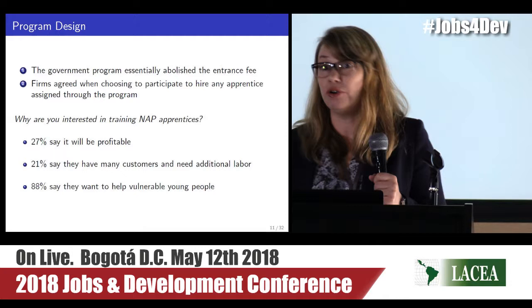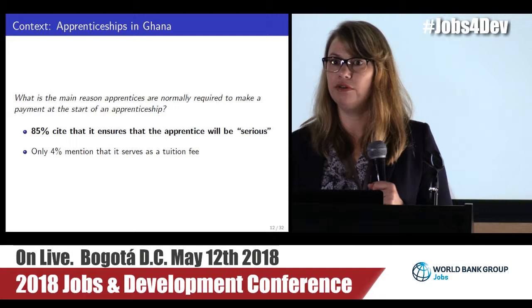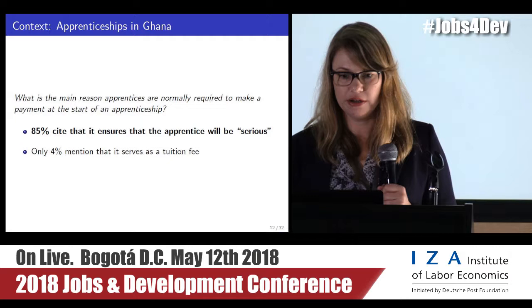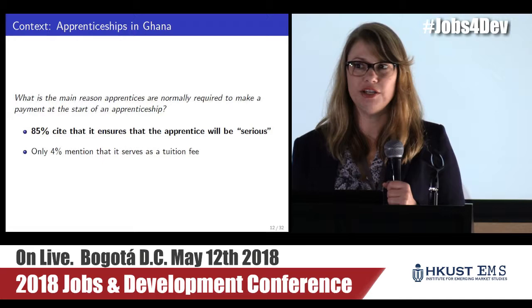Another key piece of this context, which is echoed in this qualitative work that we did with firm owners, is what is the main reason apprentices are normally required to make a payment at the start of the apprenticeship? So 85% of firm owners tell us that the main reason is that they want to make sure that the apprentice is serious. And in this context, that means some combination of good, able to learn, motivated, etc.